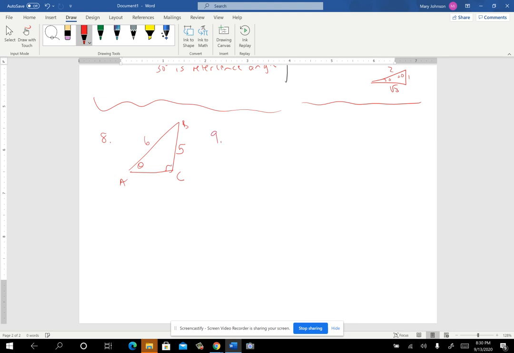Number 9 wants the 6 trig functions of theta. Find the 6 trig functions of theta. And what it does is it gives you theta, and it shows you that it's here. And it gives you this point, 3, -2.